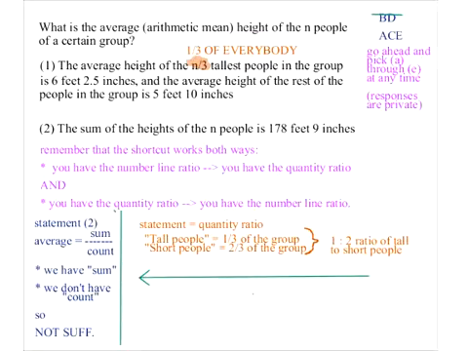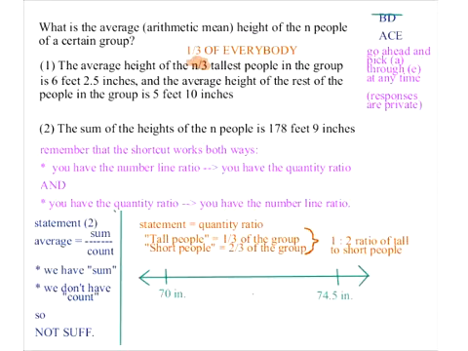Here's a number line. In this case, here are the pure statistics. We have a 6 foot 2.5, so this is 78.5 inches. Sorry, this is 74.5 inches. And then this is 5'10", which is 70 inches.